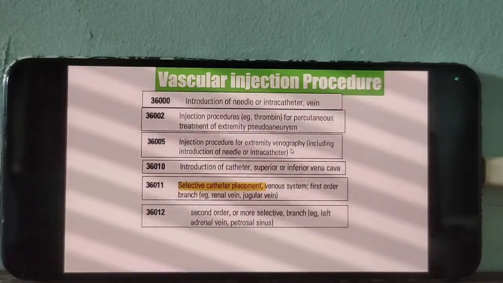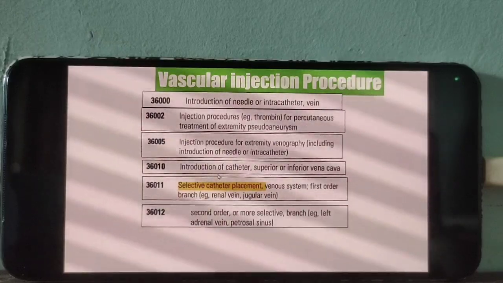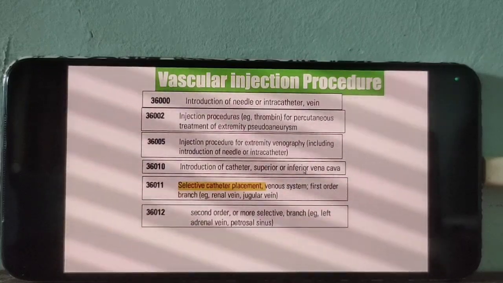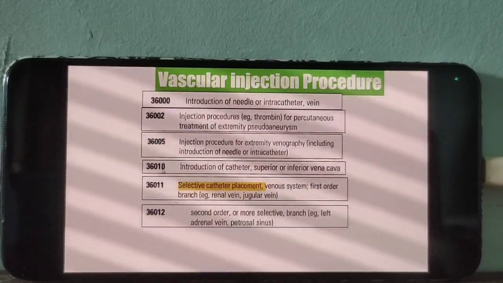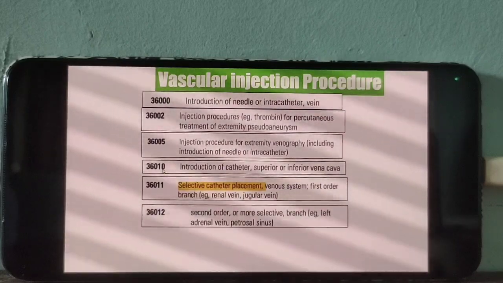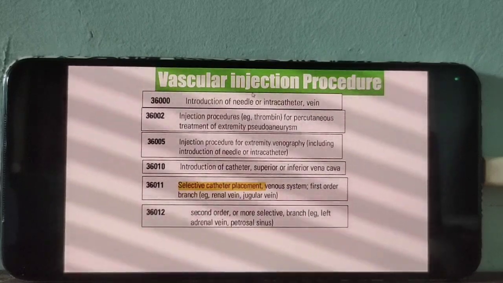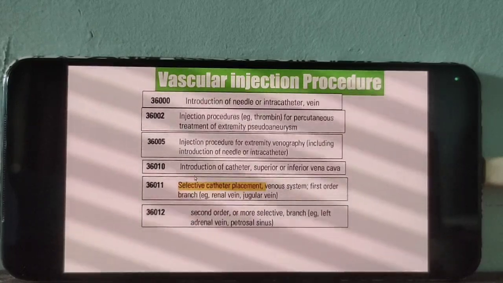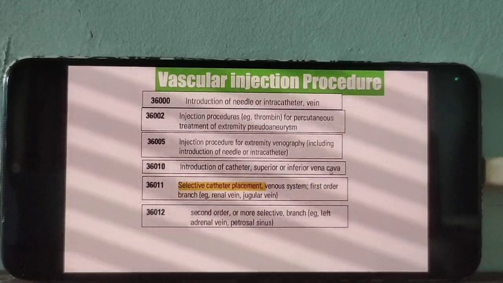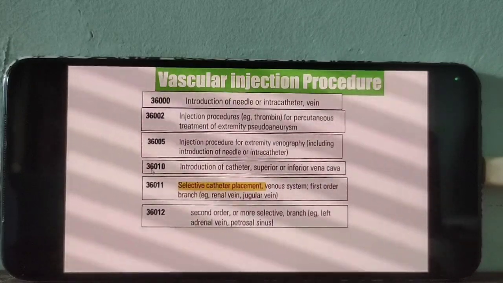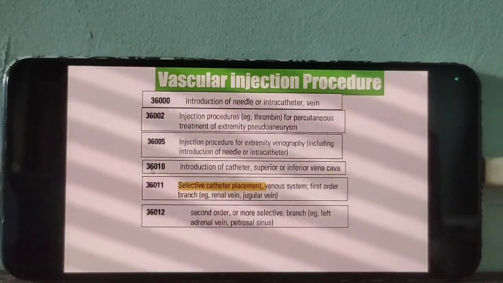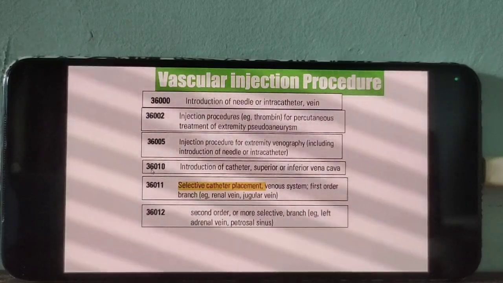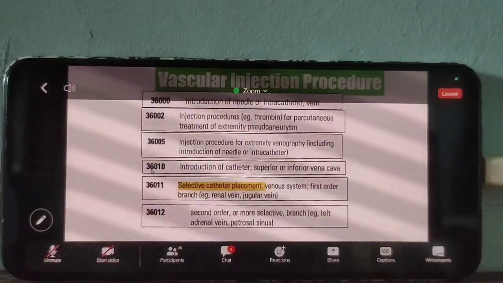And 36010 for introduction of a catheter. If the doctor inserts the catheter in the superior or inferior vena cava, go for 36010. So if a catheter is inserted into the vein, go for 36000. Suppose a provider inserts the catheter at the superior or inferior vena cava, go for 36010. Did you understand? Any doubt in these four code sections?